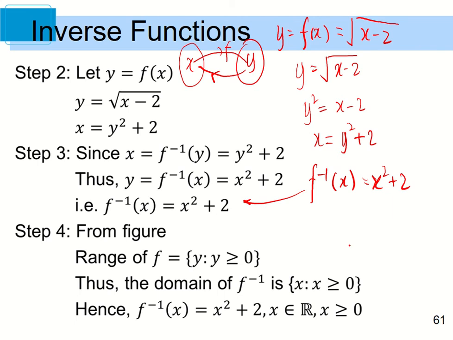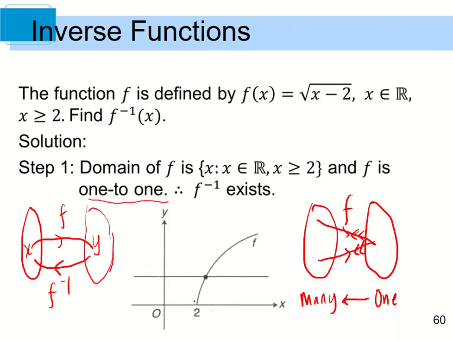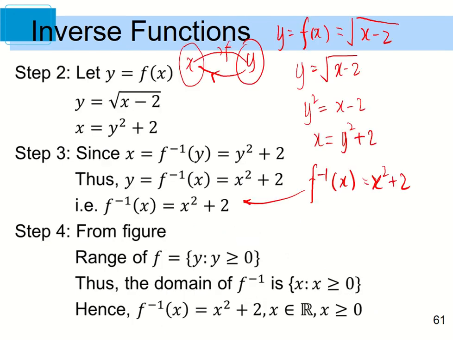Now, from the graph here, we know the range of the function: the lowest y is 0. So the range will be y greater than or equal to 0. And the range now becomes the domain of the inverse, and therefore we put here that x must be greater than or equal to 0. So this is how we obtain the inverse.